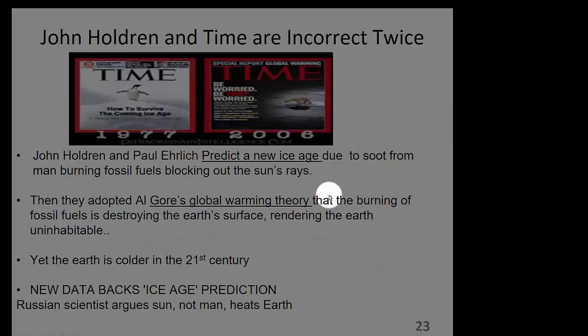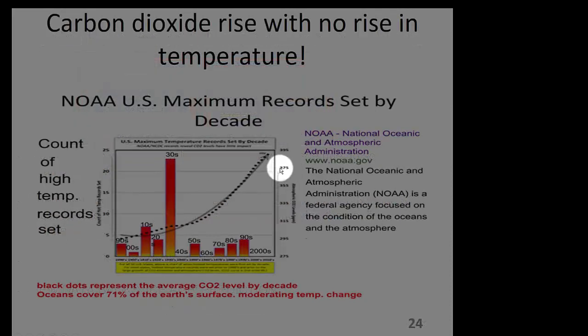We will now take a closer look at NOAA's chart. The dotted line here shows the rise in carbon dioxide. There is no large amount of carbon dioxide before the 30s to cause the great heat of the 30s. After 1930, there is a great rise in carbon dioxide, but no great heat in the 21st century. Could the heat of the 30s have caused the rise in carbon dioxide? Historically, the carbon dioxide rise follows the rise in temperature.